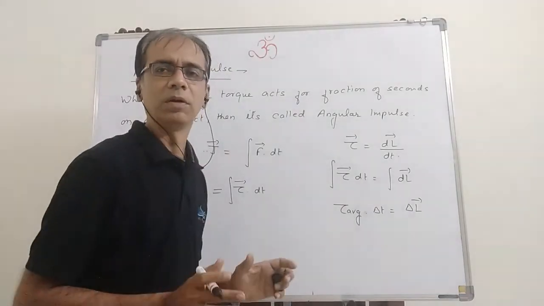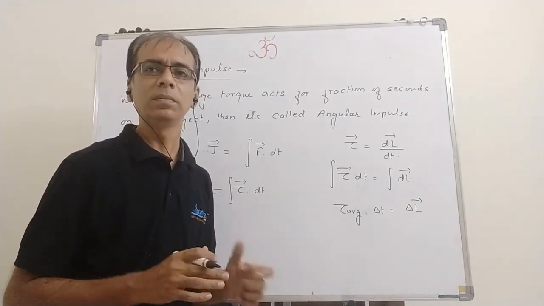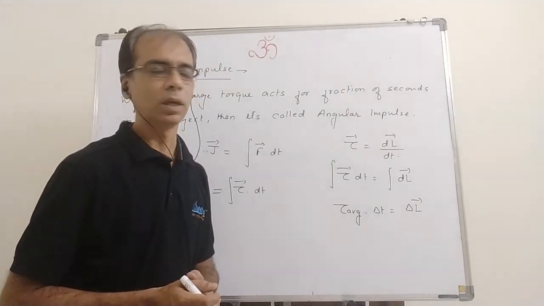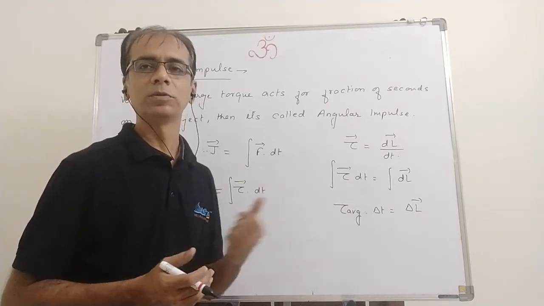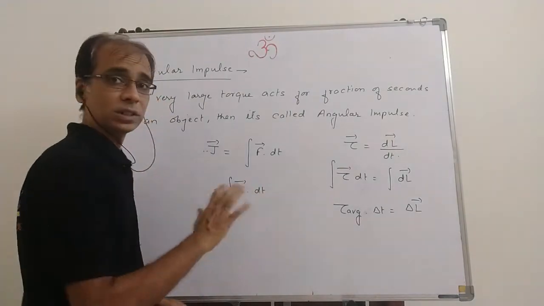The same relation we got for impulse, a similar result is coming in angular impulse also. So this is the meaning of angular impulse. We will do problems on this one and understand it in a better way. So this is clear, I guess.